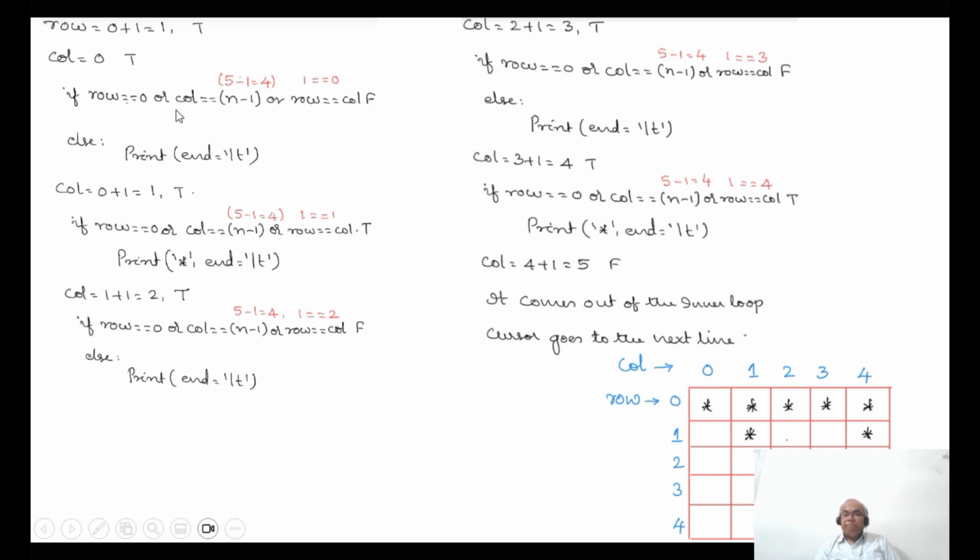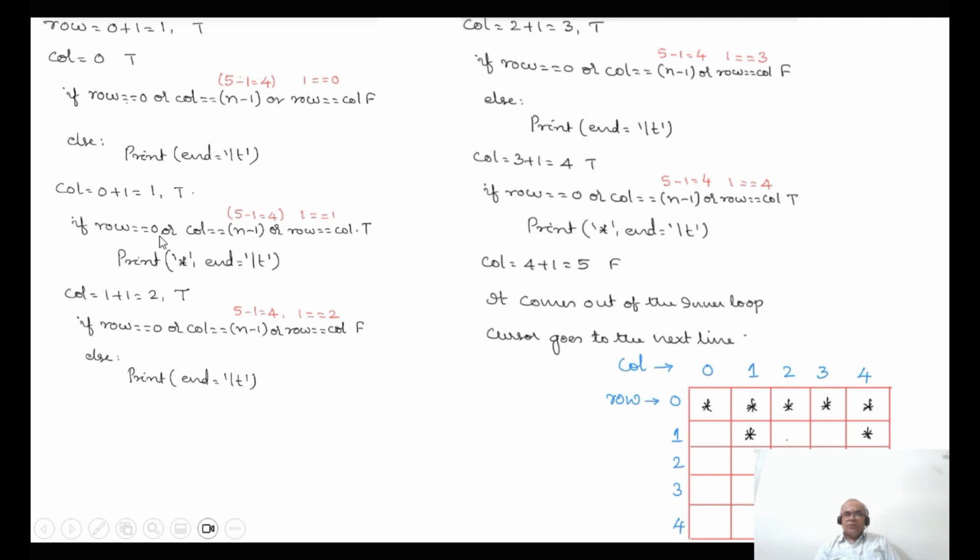What is that? Printing star. So it comes to the else. Print n is equal to backslash t. That means you have to give a space. So the cursor jumps from the 0th column to the first one. Then column becomes 0 plus 1, it becomes 1. Since 1 is within 5, condition is true.